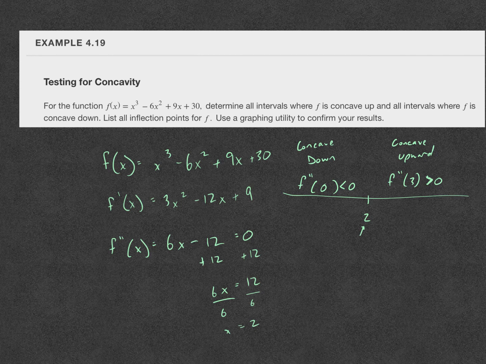And we can write this in interval notation, as I did with the earlier example. Negative infinity to 2, we are concave downward, just kind of abbreviating there. And then from 2 to infinity, we are concave upward, again abbreviating. Okay?